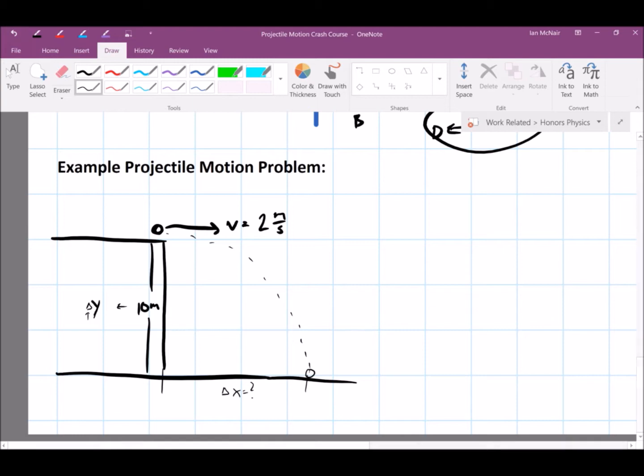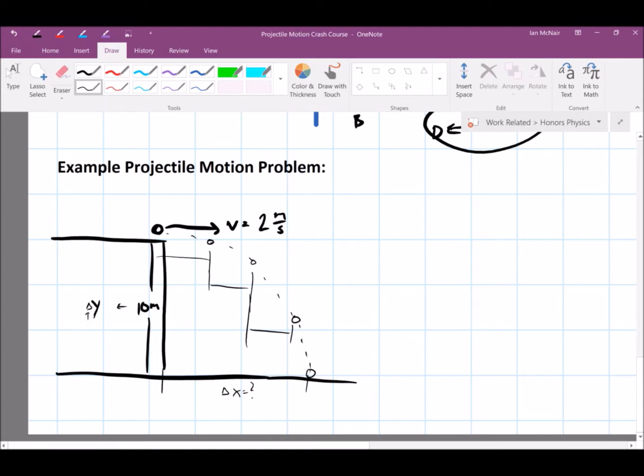So what's really nice about this is that as this ball moves horizontally, it is never going to change how much it moves horizontally. So these distances are the same. These horizontal distances are the same. And these horizontal distances are the same. And this is like every second.